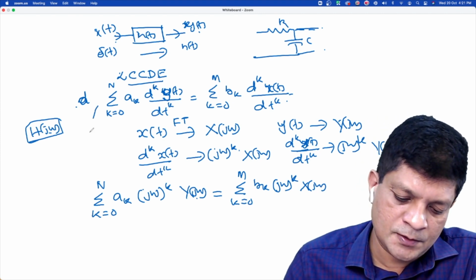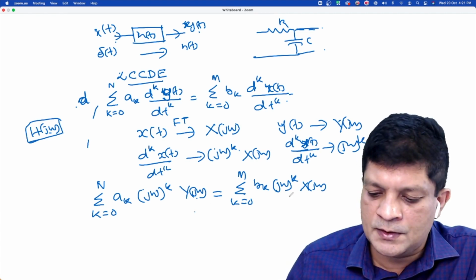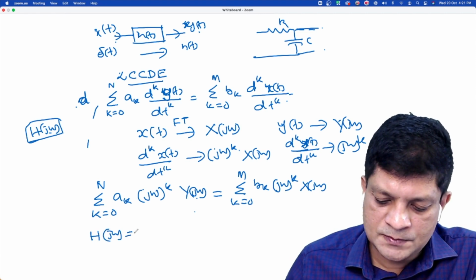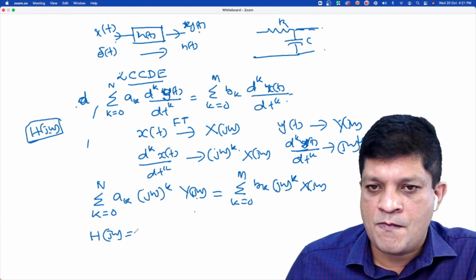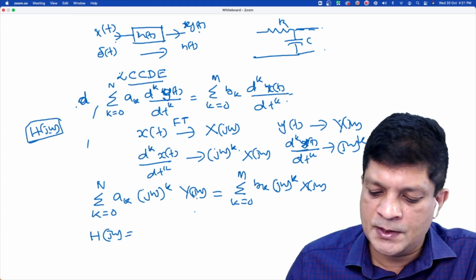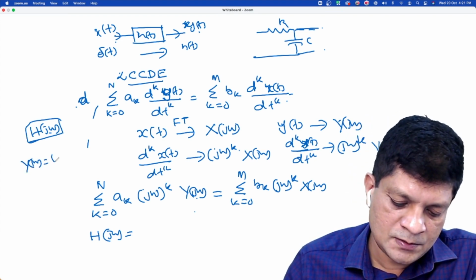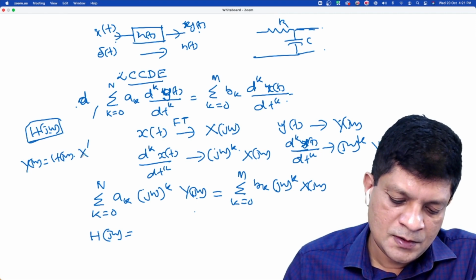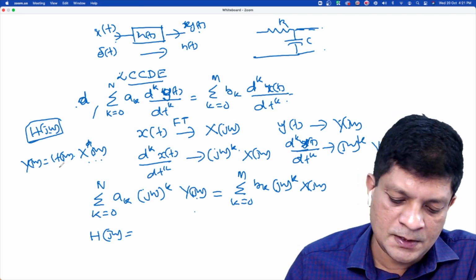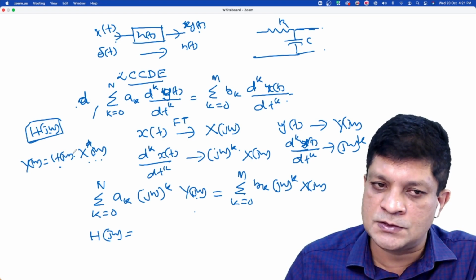Taking the Fourier transform on both sides of this differential equation, using the differentiation property, we will get this. Now, can we find H of j omega from this? What is H of j omega? What is the relation between H of j omega, Y of j omega, and X of j omega? Y of j omega is equal to H of j omega into X of j omega. The spectrum of the input signal is multiplied with the frequency response of the system, that is H of j omega.